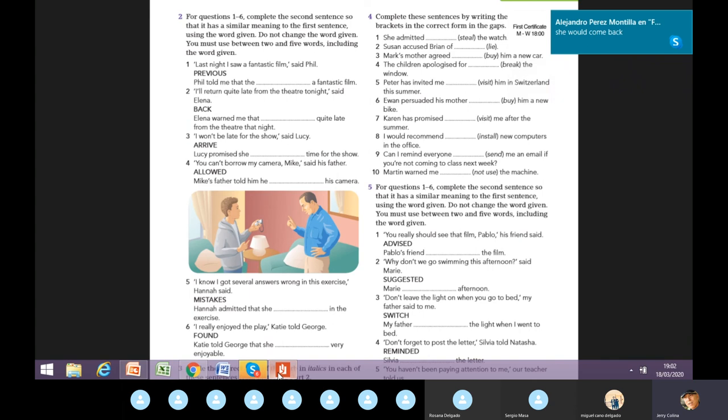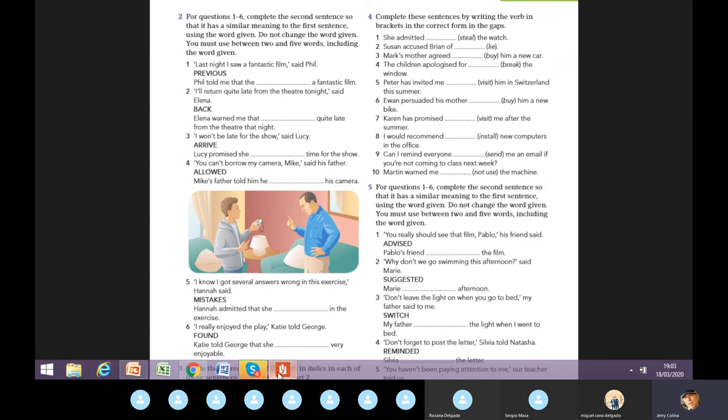I prefer come back, you know, not turn back. It's better to say that she would come back, that she would get back, instead of turn. Get back or come back, turn back, changes the answer a little bit, not much, Mike. So the possible answers here are: Elena warned me that she would get back or come back quite late from the theater that night.